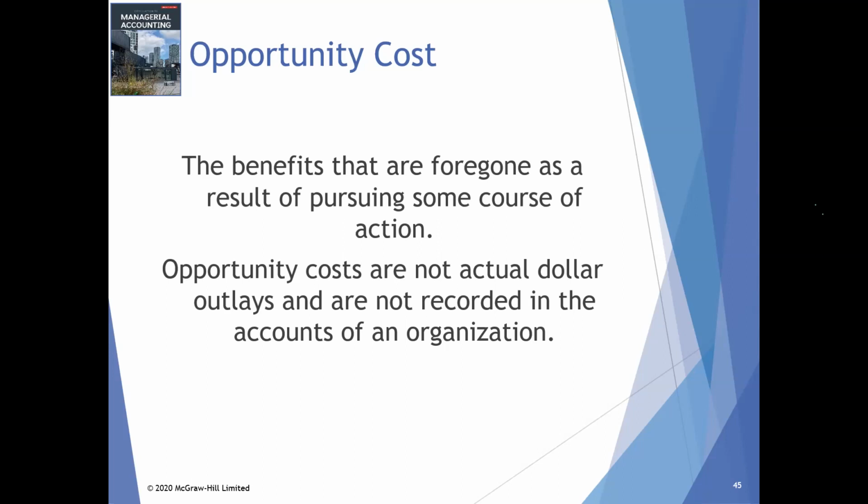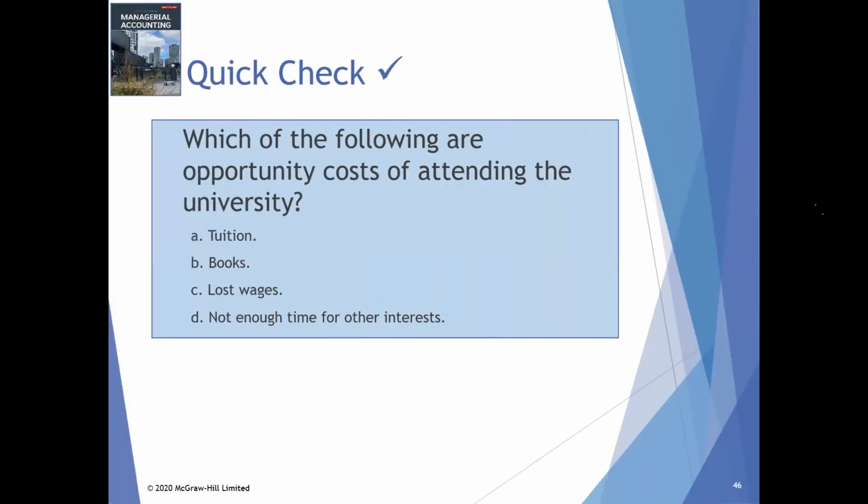Now, one example in front of you is: which of the following are opportunity costs of attending the university? For example, you are going to the university and you are attending the university, you are going to class, like all of you are studying in the college, right? So what is the opportunity cost for you? So which of the following are the opportunity cost of attending the university? Means you are sacrificing something for attending the college, for going to the college. What is the right answer according to you?